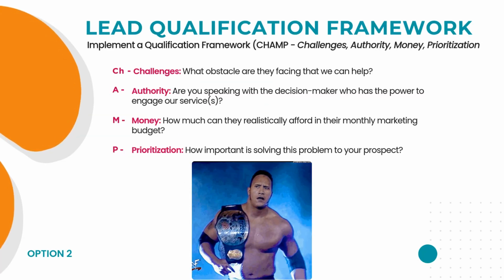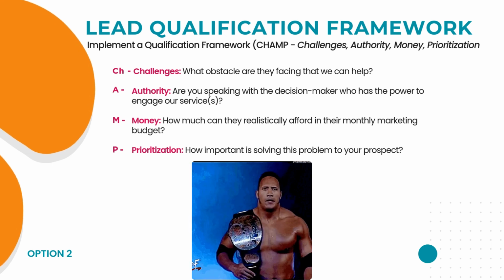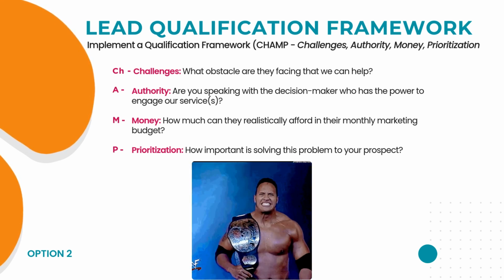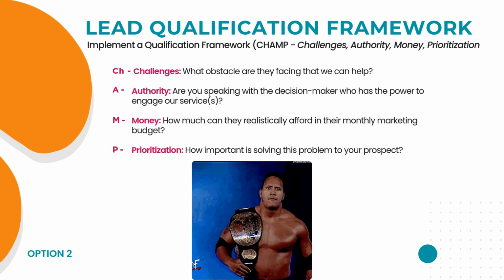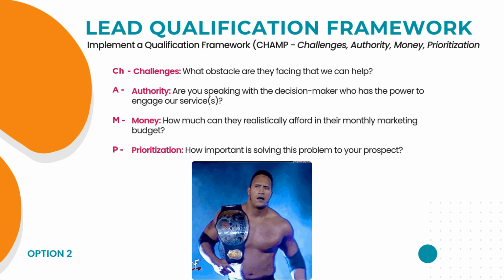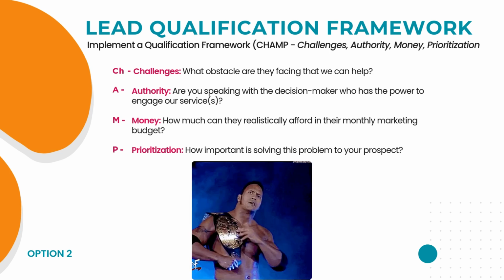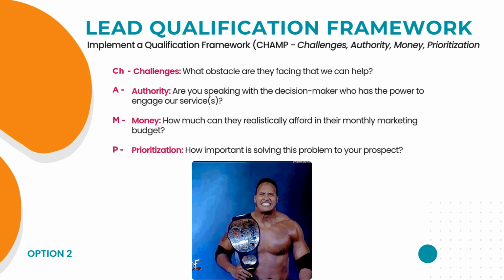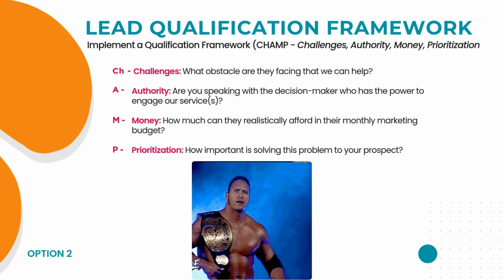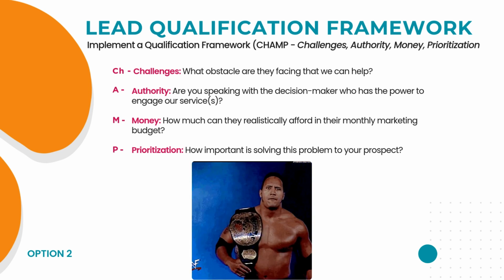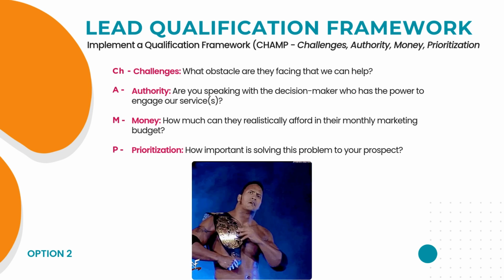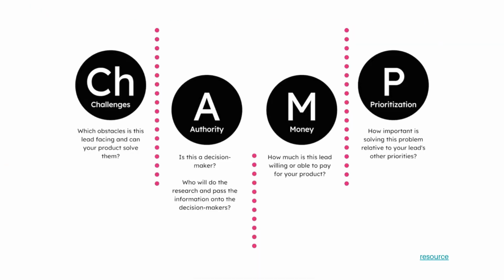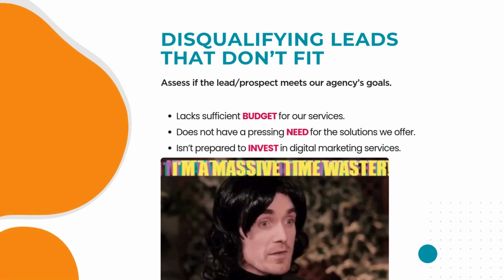Here's the second option. This is CHAMP, and that is CH for challenges. What obstacle are they facing that we can assist them with or help? Authority: are you speaking with, again, some of these are very similar to BANT. They're just slightly different. Are you speaking with a decision maker who has the power to engage our services? Money: how much can they realistically afford in their monthly marketing budget? And prioritization: how important is solving the problem to the prospect or contact you're dealing with? And again, just like the BANT, this is just another little highlight of what we just discussed here.